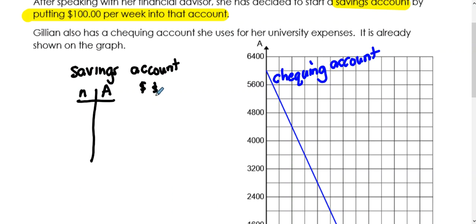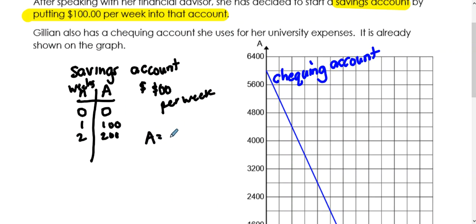So this is $100 per week, because that's what it says in the question, $100 per week. So this has to be weeks. So at week 0, did I have any money to start with? Nope. And then after 1 week, she would have 100. After 2 weeks, she would have 200. And heck, I can even do an equation. Well, this is 100 times n plus 0. So there's no constant.